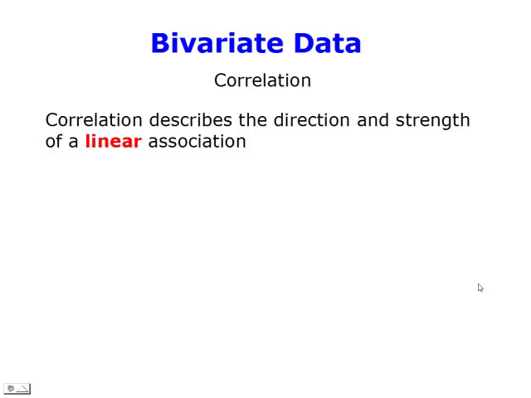Correlation describes the direction and strength of a linear association. The key here is that it's talking about a linear association.